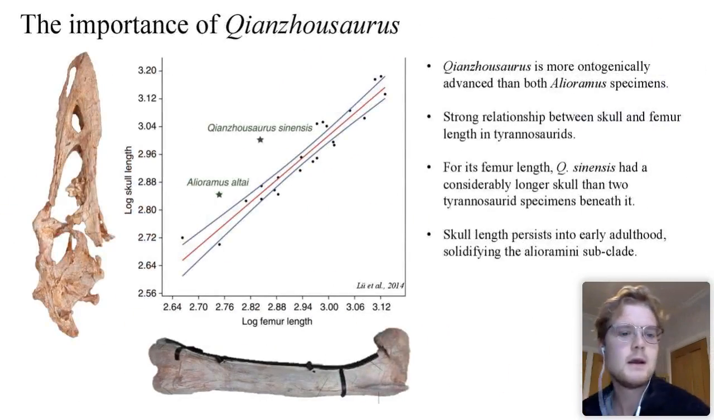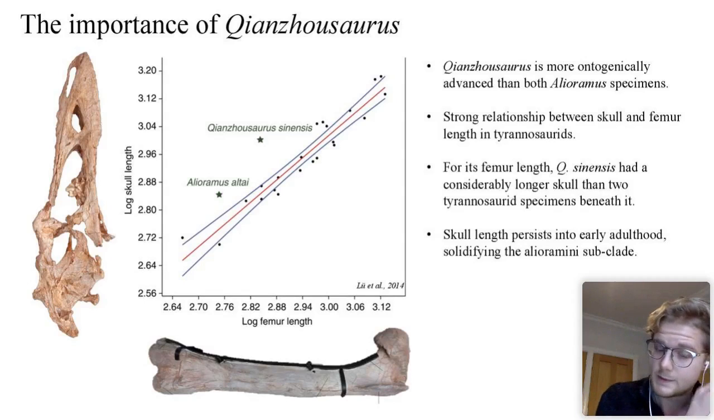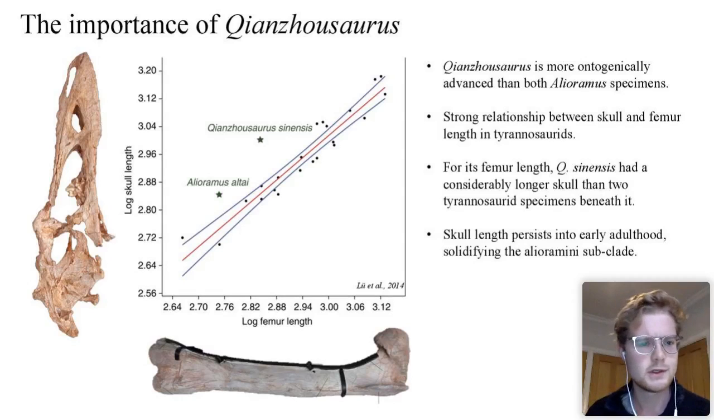In 2014, it was immediately apparent that the material was of a later ontogeny animal. It was twice the size of Alioramus. And so this little logarithmic graph was performed. Femur length in general is usually a good body size indicator for tyrannosaurids. And when you plot it against the skull length of Qianzhousaurus, you can see there on the graph, there are two tyrannosaurid specimens beneath it with exactly the same femur length, but that skull length is considerably longer than anything with that similar femur length. So they really are doing their own thing.